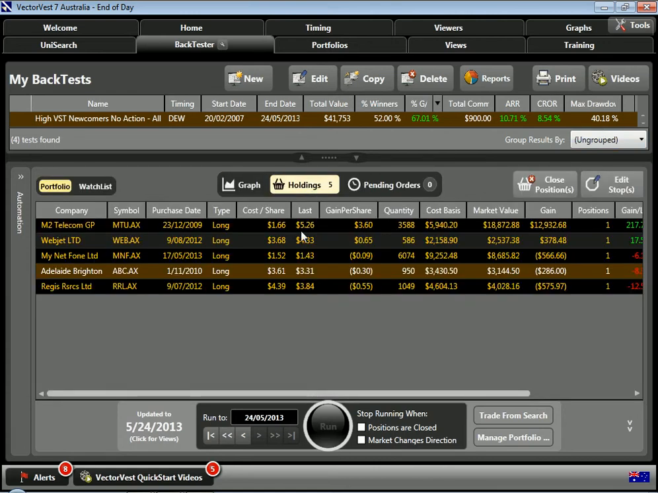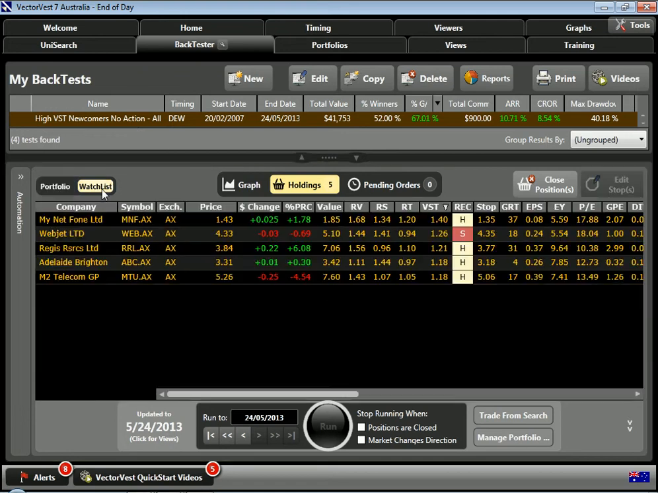Looking at these 5 holdings, you do have 1 purchase from 2009, 1 from 2010, 2 of them from 2012, and 1 recently in 2013. And again, with no action, this will continue to hold on to those positions as long as that VST holds up.